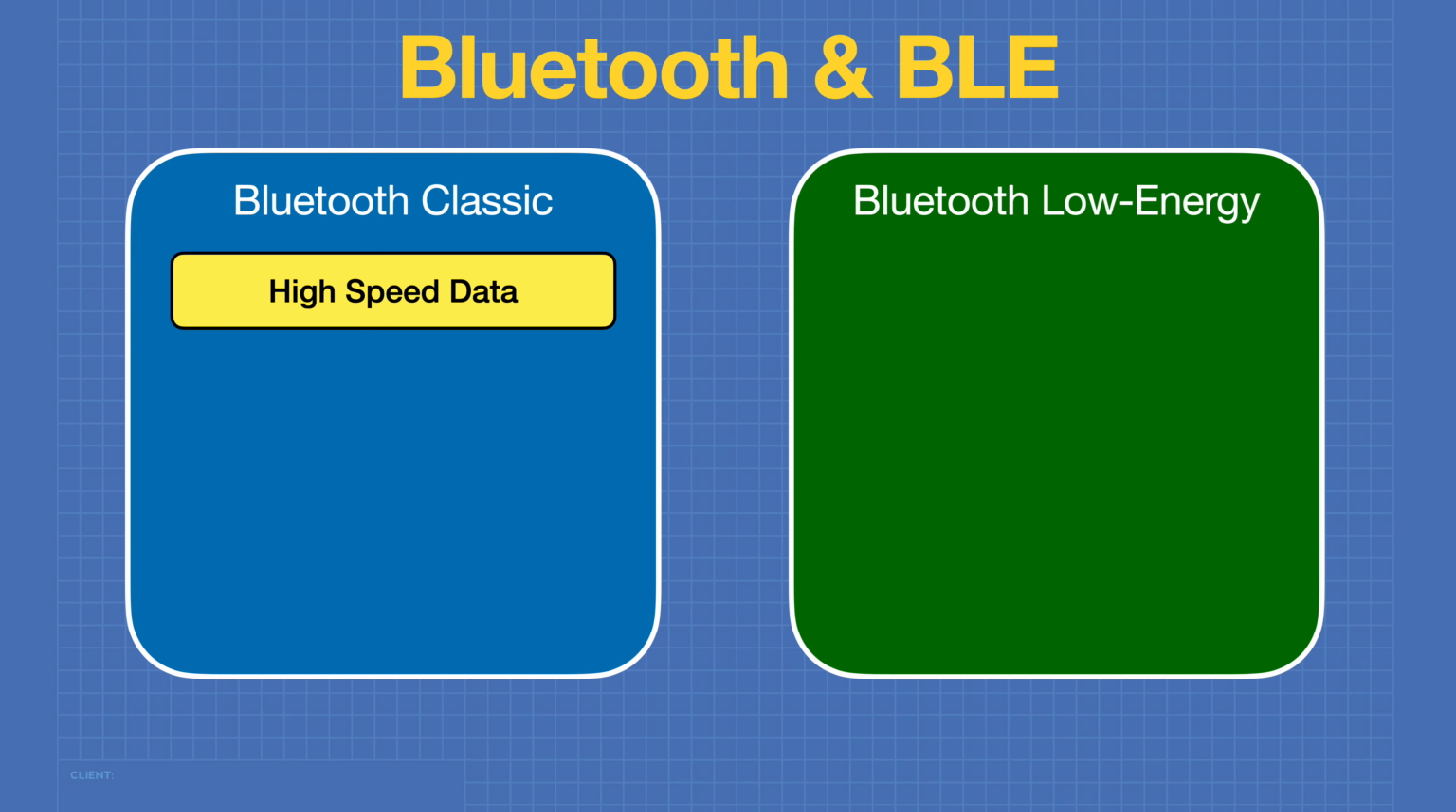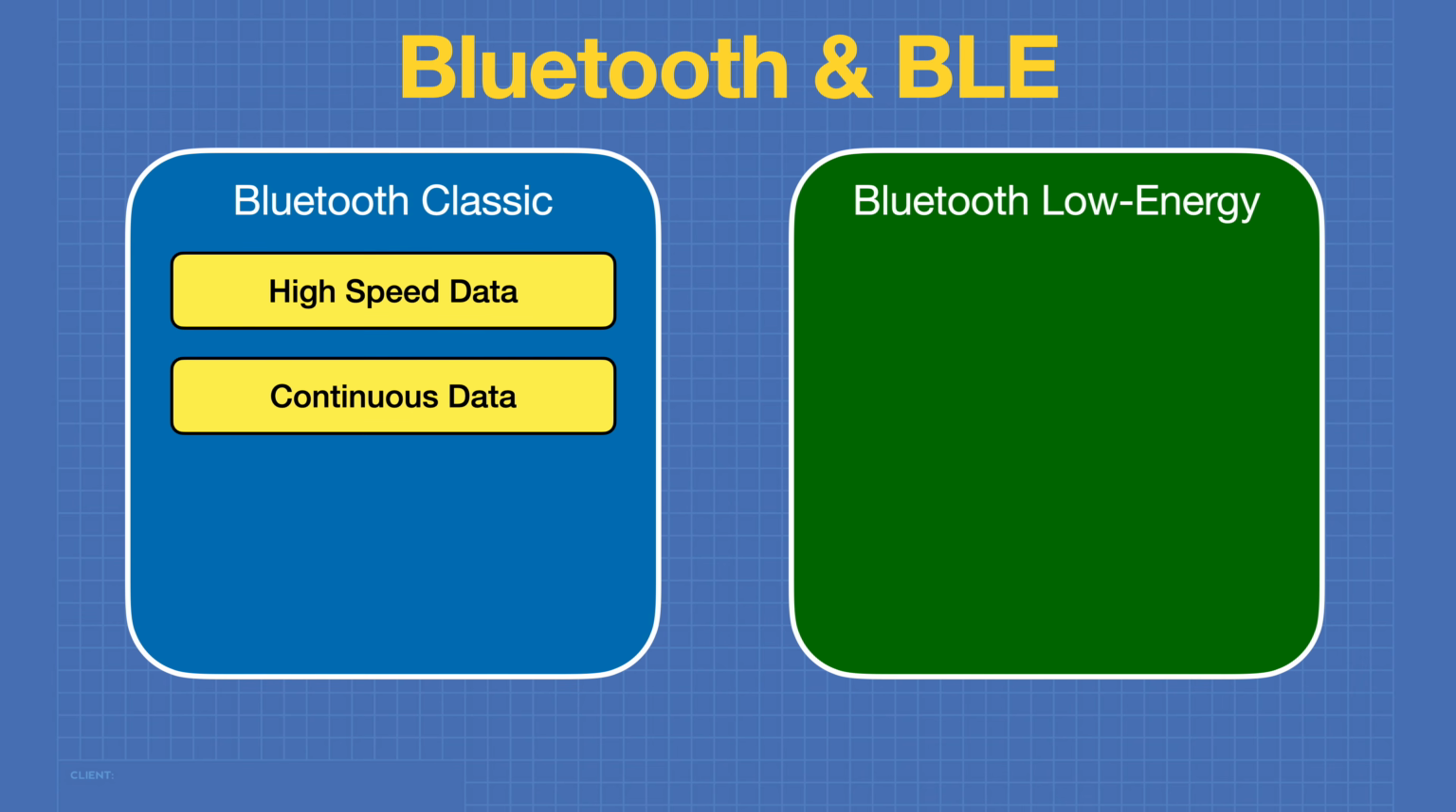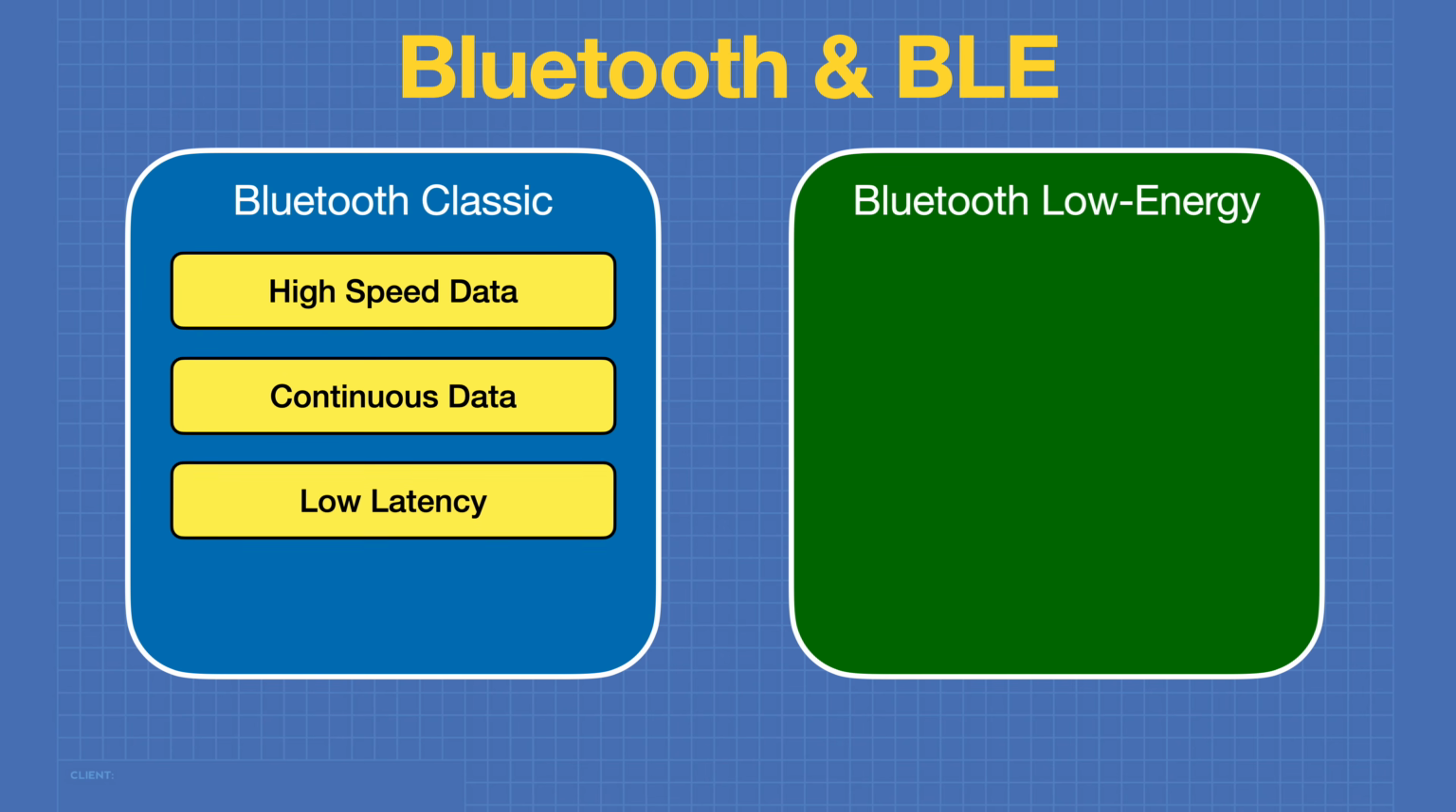Bluetooth Classic is suitable for high-speed data applications. It's good for applications where you need continuous data, such as streaming. It also exhibits a very low latency, which is useful for audio applications.